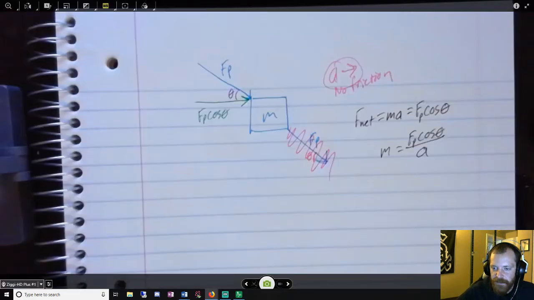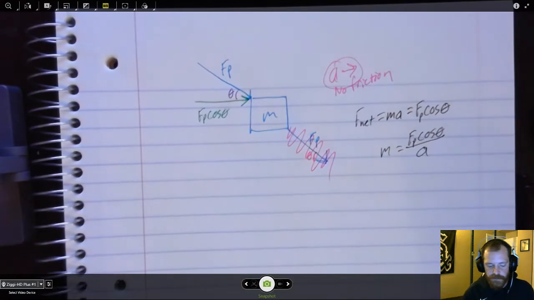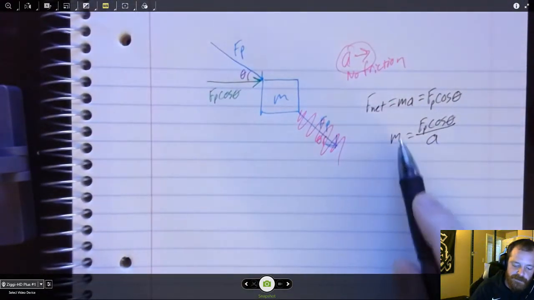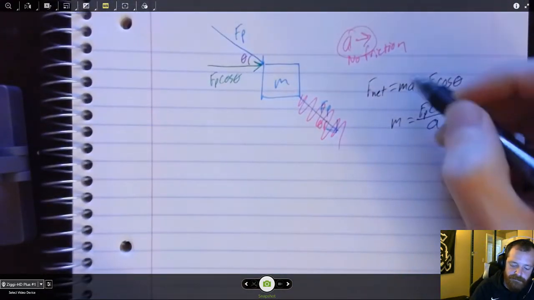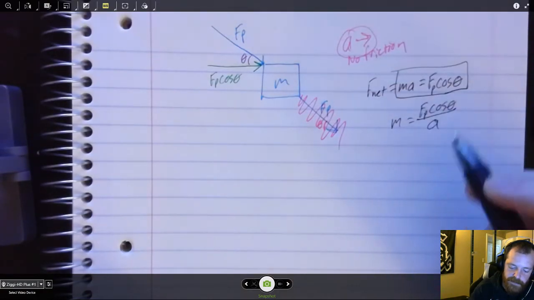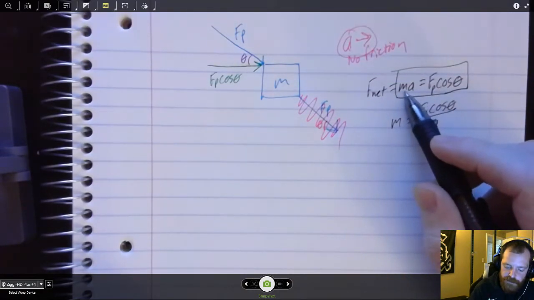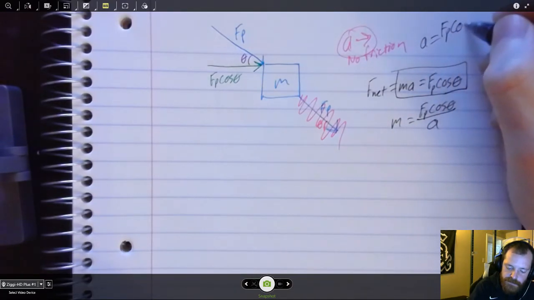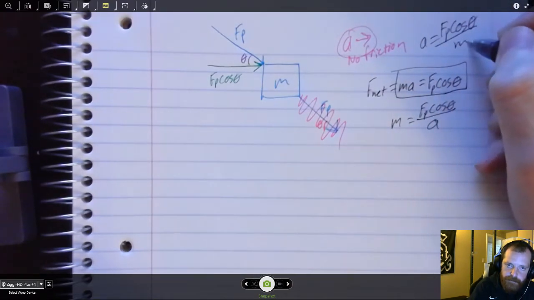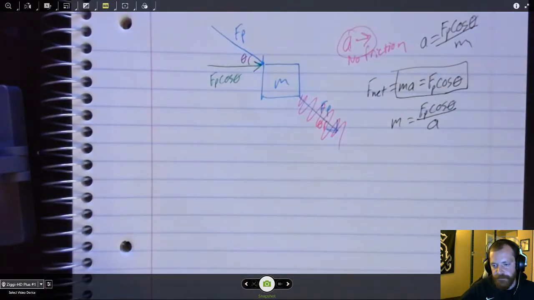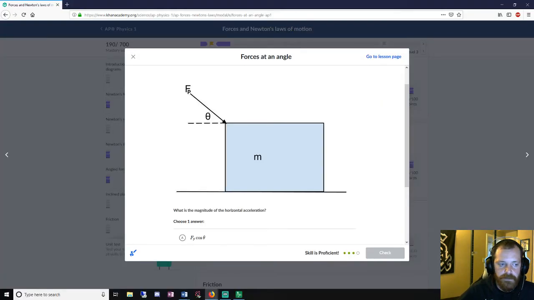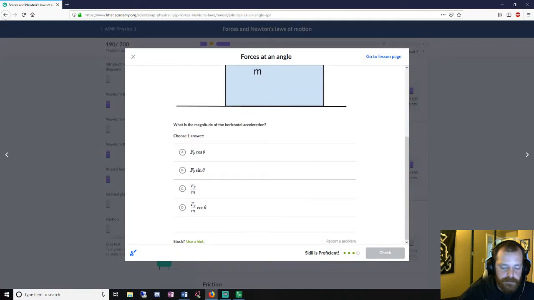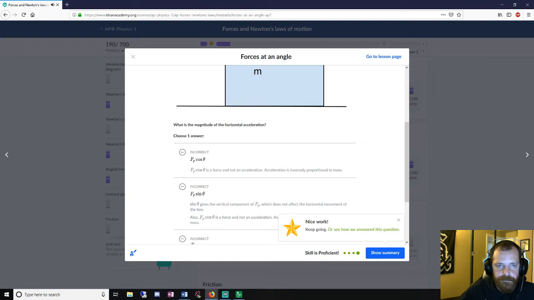I'll try to stop dying, no promises. I appreciate your concern. So this time they asked me for the acceleration, not the mass. We can start from here again. It's the same idea. If I'm trying to get the acceleration, I just divide both sides by the mass. The acceleration is Fp cosine theta divided by m. Same idea. Right there. All right, sweet.